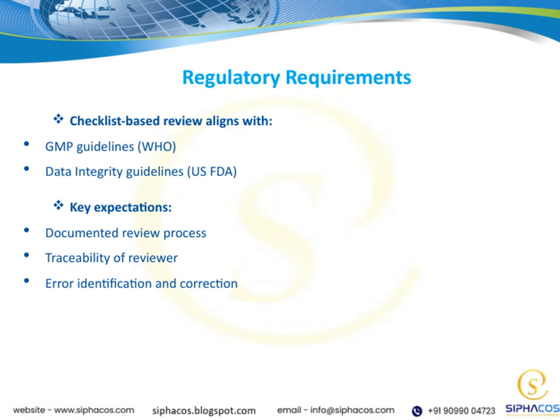Lastly, error identification and correction are fundamental. We need to be able to spot mistakes early and correct them promptly, ensuring that our data remains accurate and reliable throughout the process. Connecting all these points, implementing these regulatory requirements not only keeps us compliant, but also reinforces the integrity and quality of our work, which is the overall goal of our quality management system.